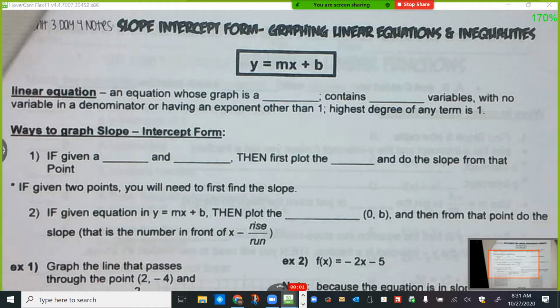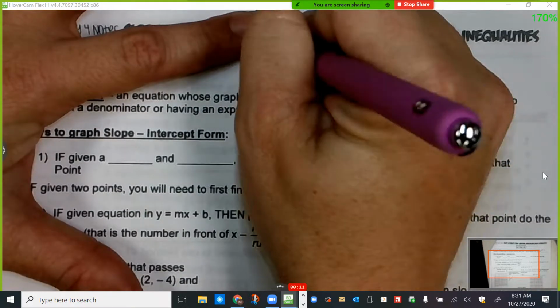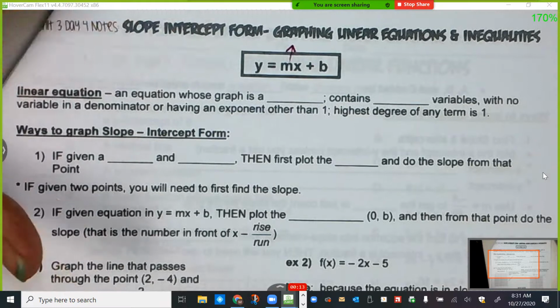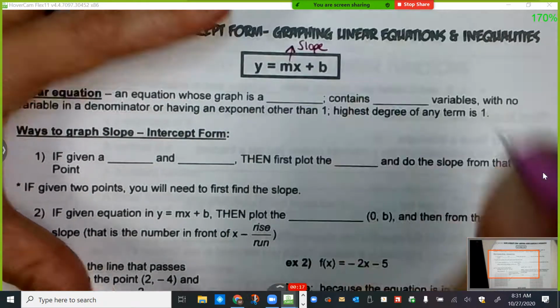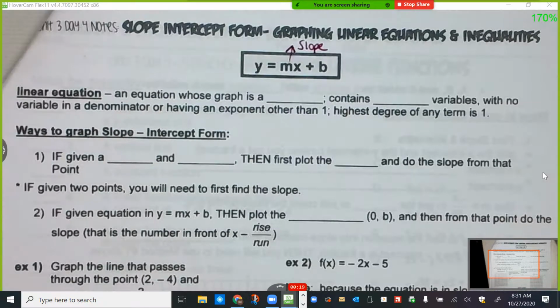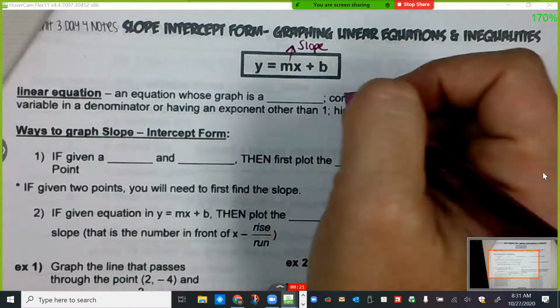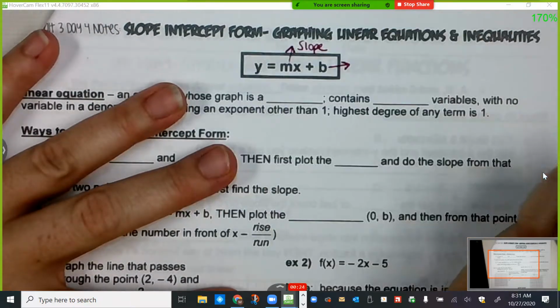Okay, so we are starting graphing, and the first form that we're looking at is slope-intercept form. Hopefully this looks familiar. M is my what? Anybody remember? Slope. Remember, your slope is always touching your x, okay? And then what's the number after?